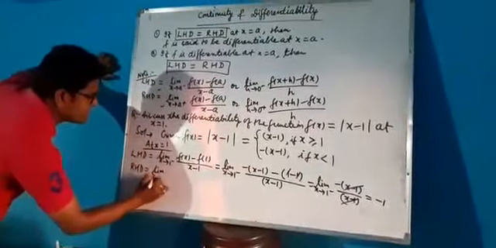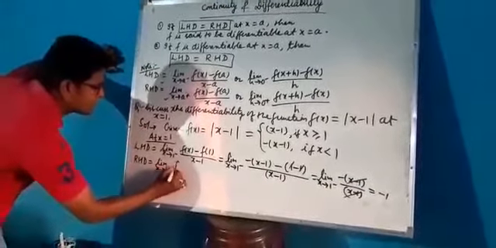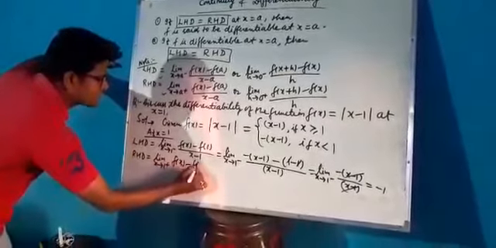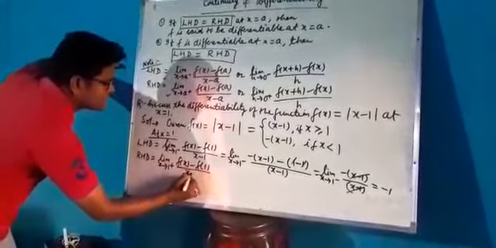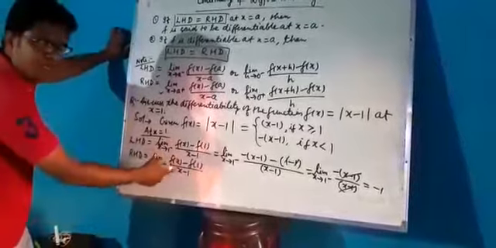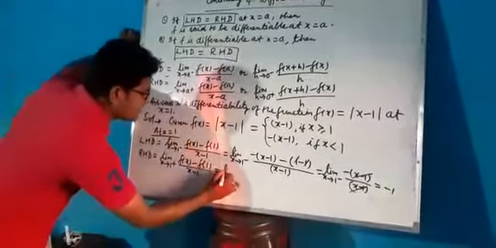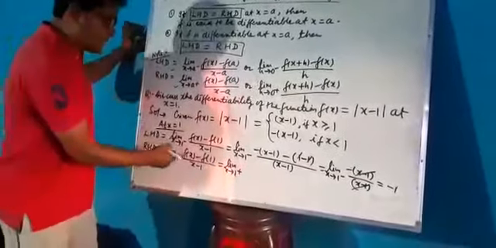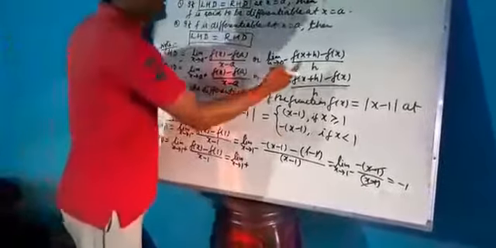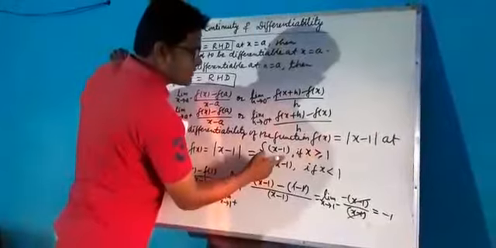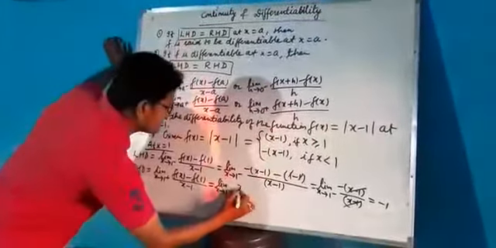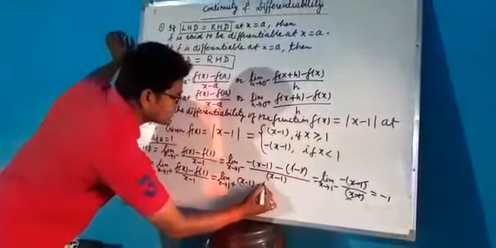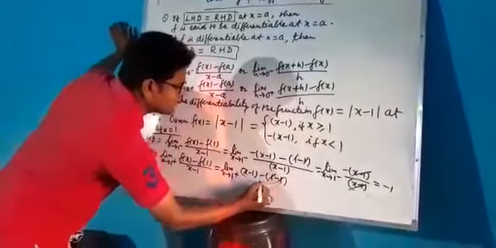It is limit x tends to 1 plus of f of x minus f of 1 by x minus 1. So there is no change to write these symbols, only we have to change the values. Limit x tends to 1 plus, in greater than 1, the value of the function f of x is x minus 1, so I have to write it as x minus 1. Again in place of f of 1, 1 minus 1, and 1 cancelled.